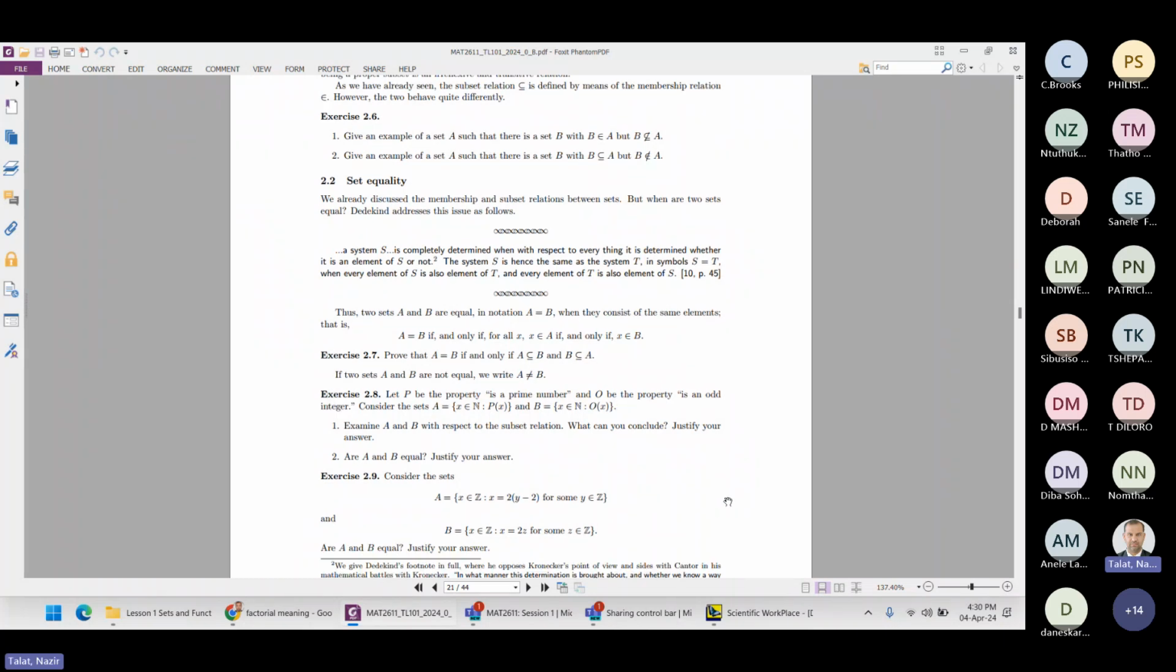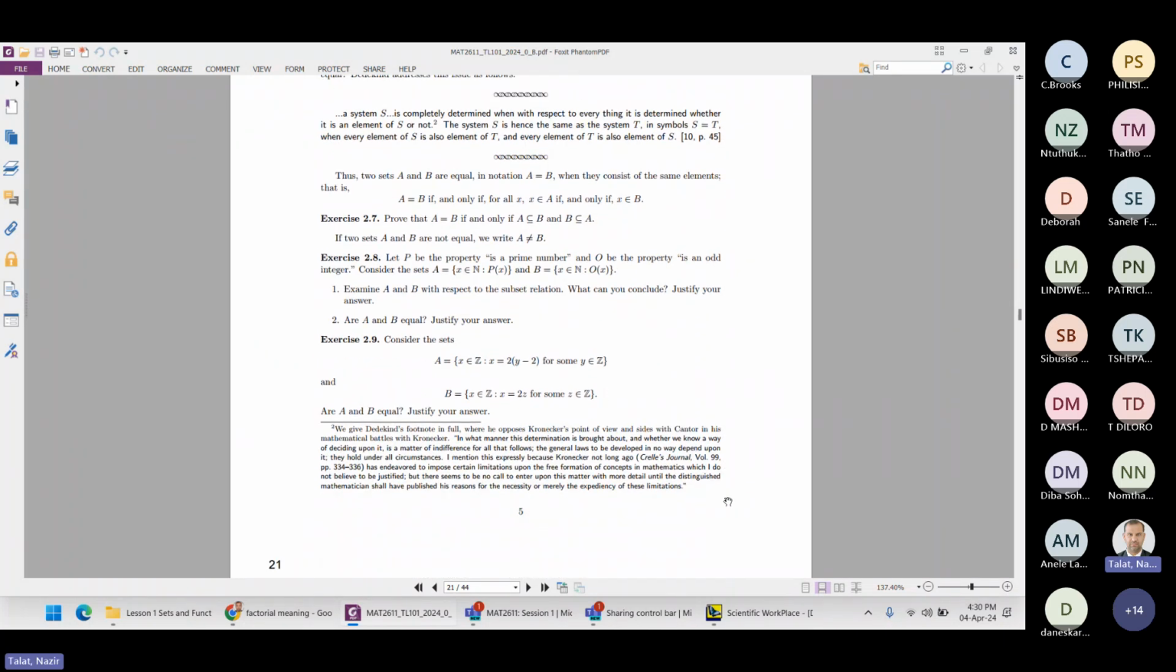Furthermore, there are some other examples of a set. Let A be the set of all integers x where x is equal to 2y minus 2 for some y belonging to Z. And B is also the set of x belonging to the set of integers where x is equal to 2z for some z belonging to the set of integers.